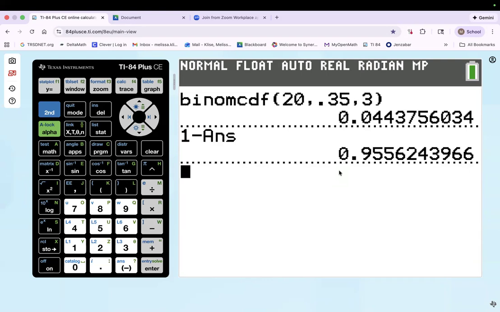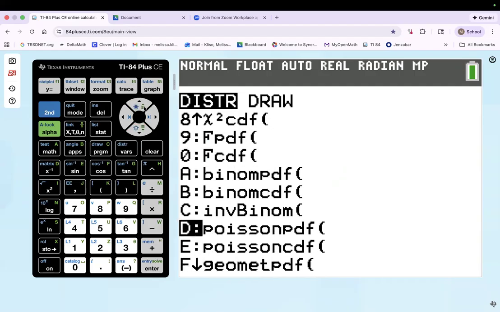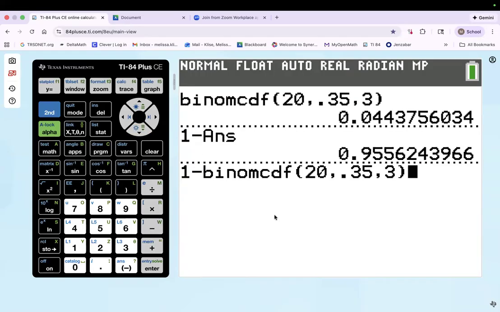If you are brave, or even if you're not brave, if you just want to do it this way, you can put the 1 minus in first and then go to your 2nd VARS, go all the way down, and do your 20 trials, 0.35 and 3. And then it just pastes it in there. It pastes it afterwards, so you can do all the math at once.